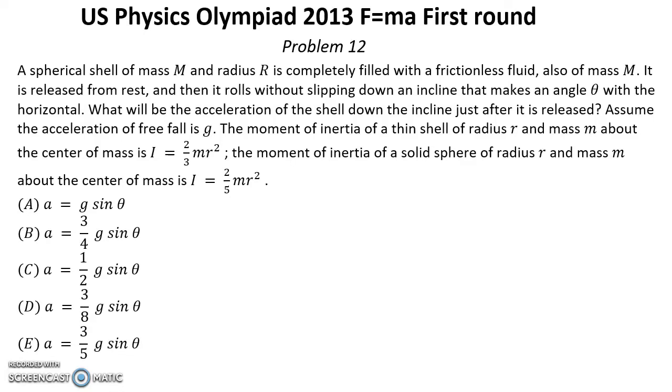The moment of inertia of a thin shell of radius r and mass m about the center of mass is I equal 2/3 m r squared. The moment of inertia of a solid sphere of radius r and mass m about the center of mass is I equal 2/5 m r squared. Solution. Here we can use an energy approach.